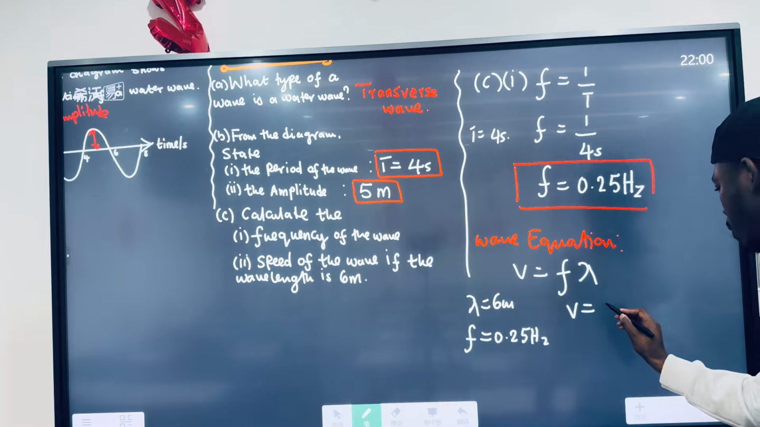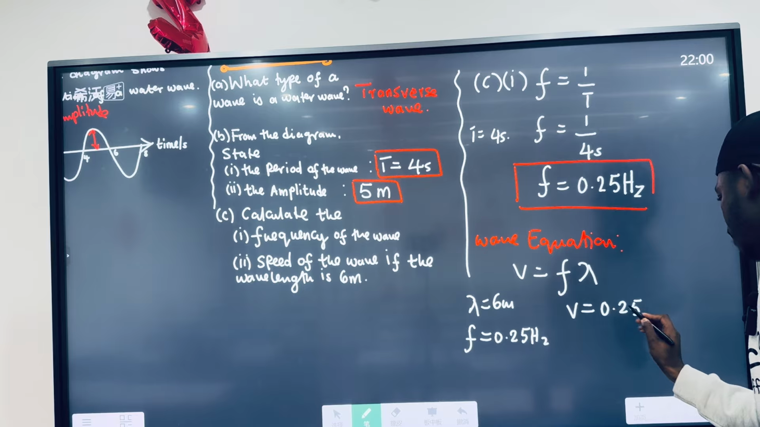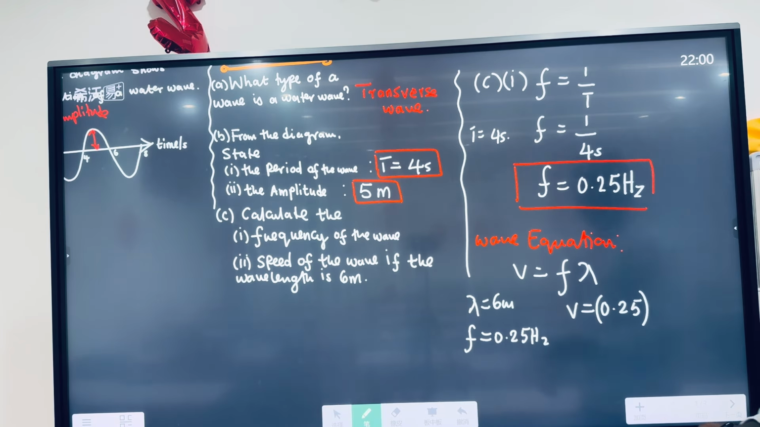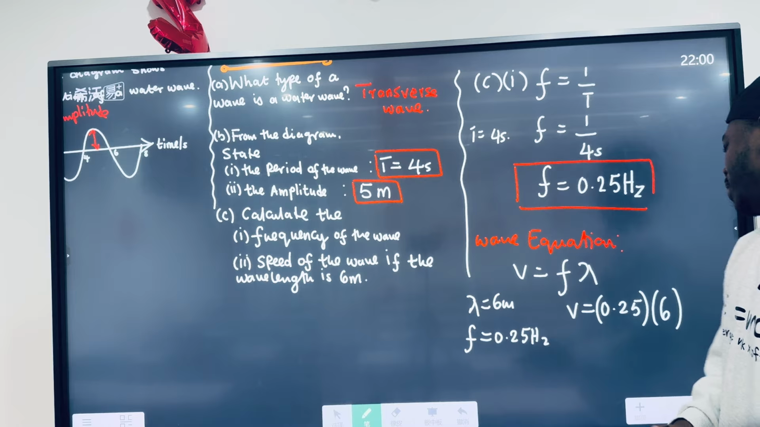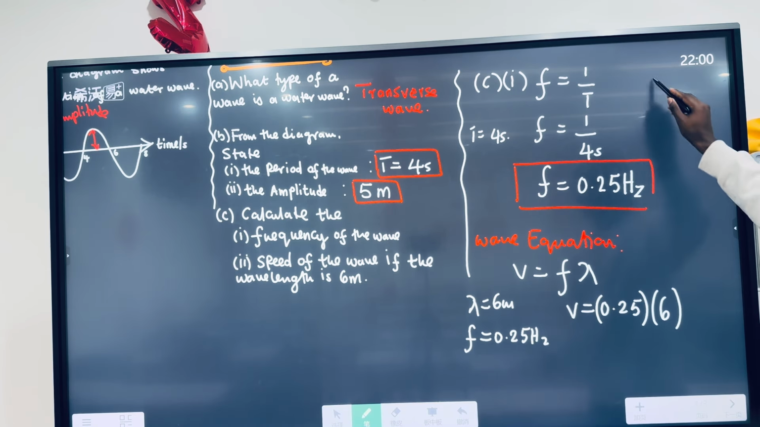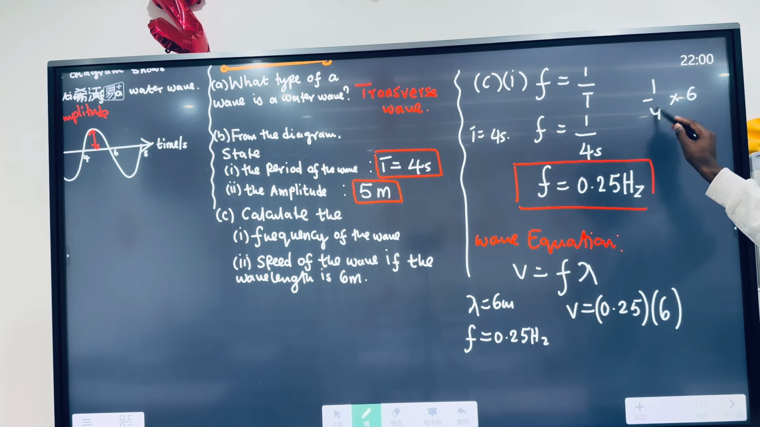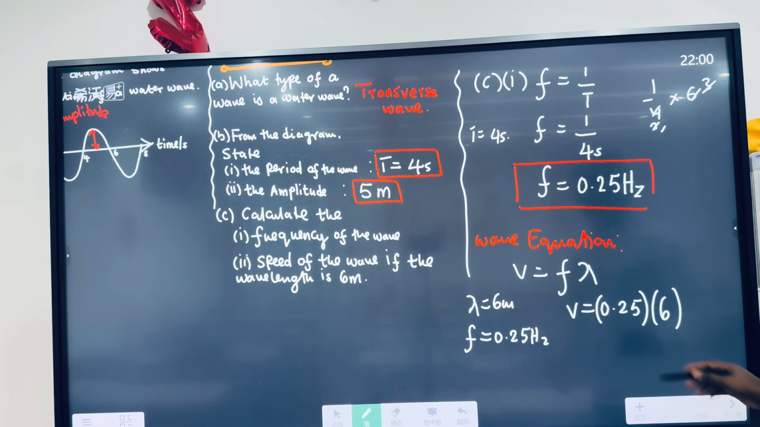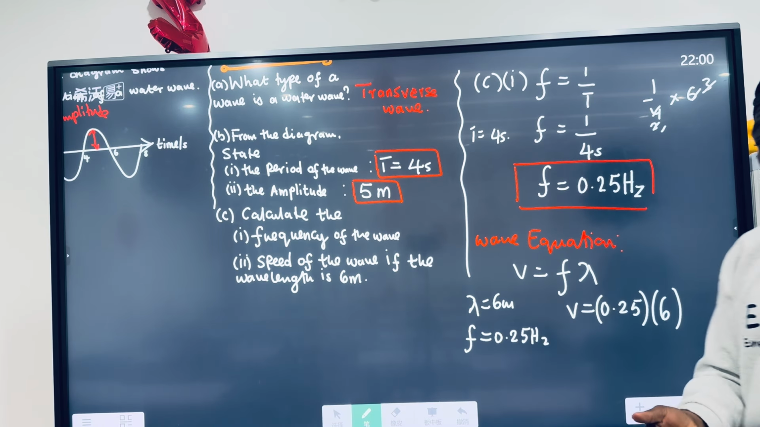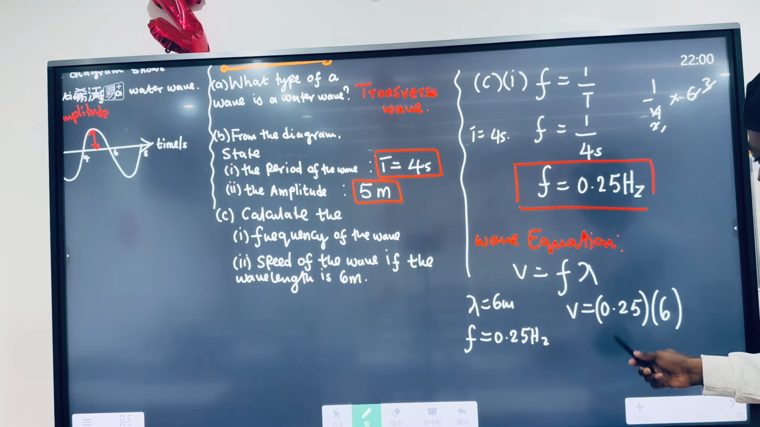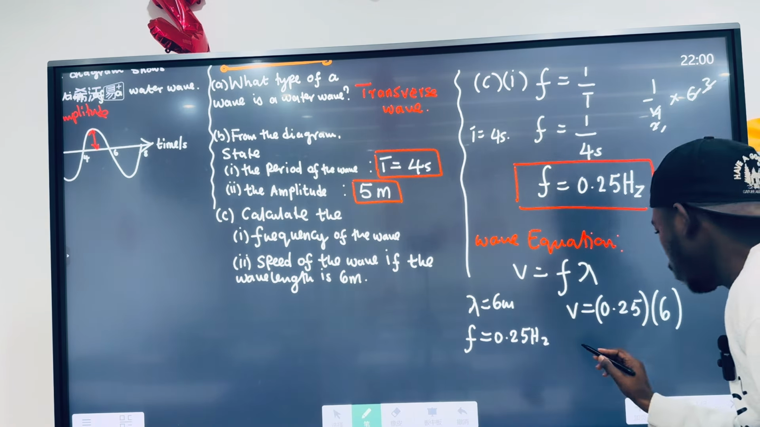The frequency is 0.25 multiplied by the wavelength. The wavelength is 6 meters. So we're going to multiply 0.25 by 6. This is the same as 1 over 4 times 6. So 4 into 6 is 1.5. When you multiply 0.25 by 6, you can use your calculator like I said, I'm getting 1.5.